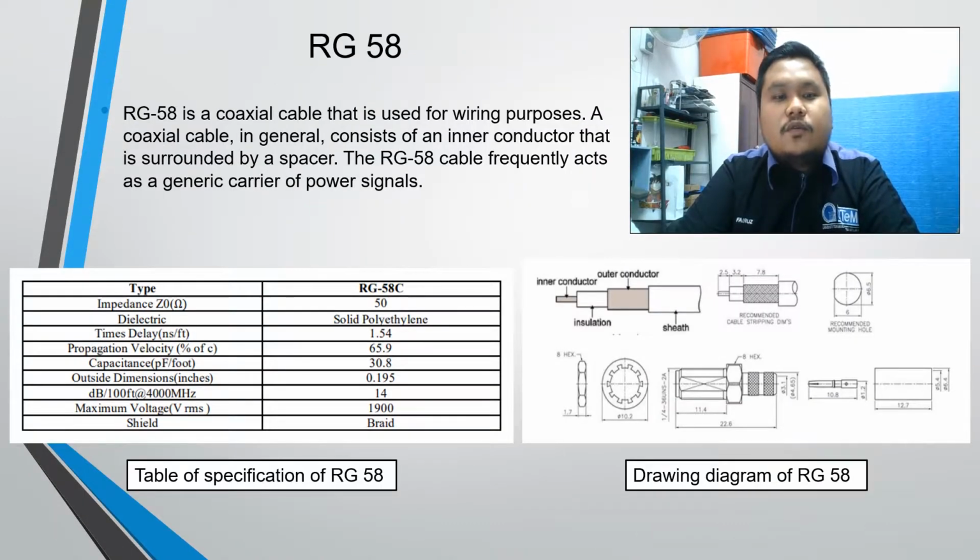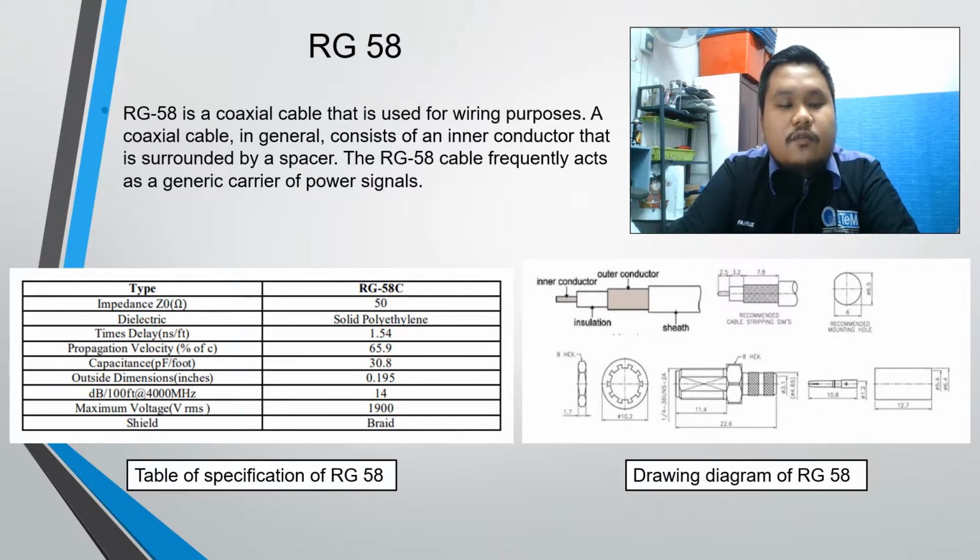Now, I would like to continue my presentation with the explanation of the coaxial cable RG58. RG58 is a coaxial cable that is used for wiring purposes. A coaxial cable in general consists of an inner conductor that is surrounded by a spacer. The RG58 cable frequently acts as a generic carrier of power signal. Below is the specification of the RG58.